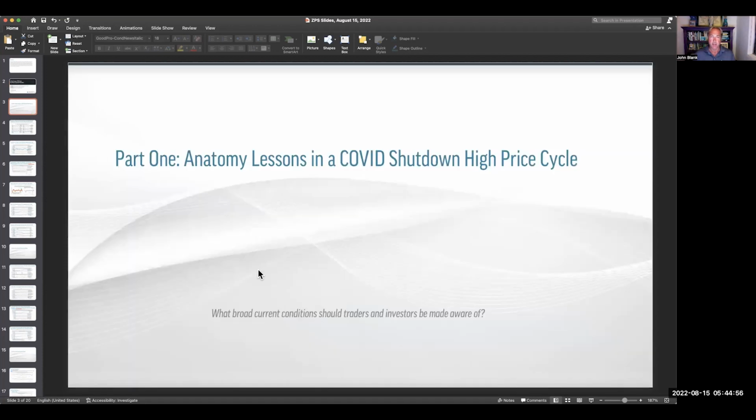Okay, so part one, anatomy lessons in a COVID shutdown, high price cycle. Like I said, we need to understand we have left a COVID shutdown. There actually was data from the 1918 Spanish flu pandemic, and there was a study by the National Bureau of Economic Research. You can get it. It was done in May 2020, and you can learn that it is known that prices will rise after a shutdown. Of course they do. When you cut supply down, you're going to have higher prices. The first thing I want to debunk right away is that we shouldn't have expected higher prices. We should have. The NBER knew about it. I don't know why this was not anticipated in advance.